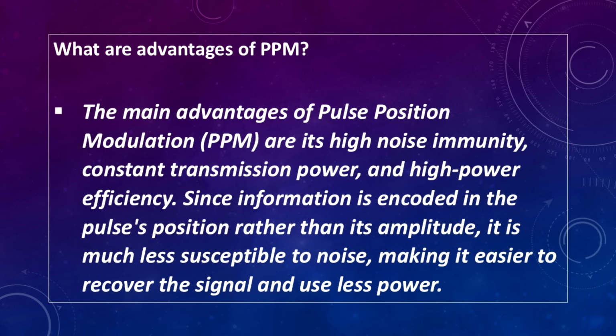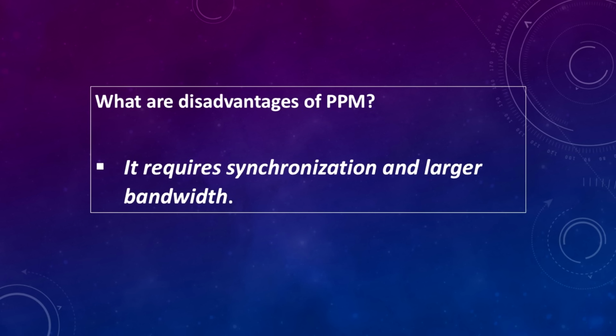What are advantages of PPM? The main advantages of pulse position modulation are its high noise immunity, constant transmission power and high power efficiency. Since information is encoded in the pulse position rather than its amplitude, it is much less susceptible to noise, making it easier to recover the signal and use less power.